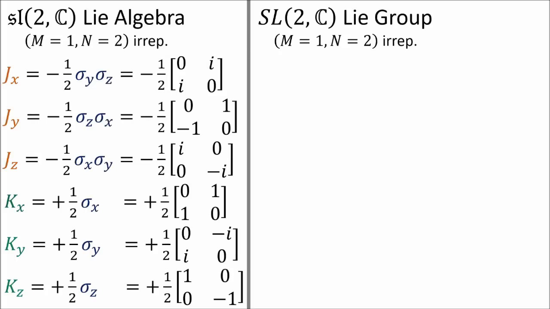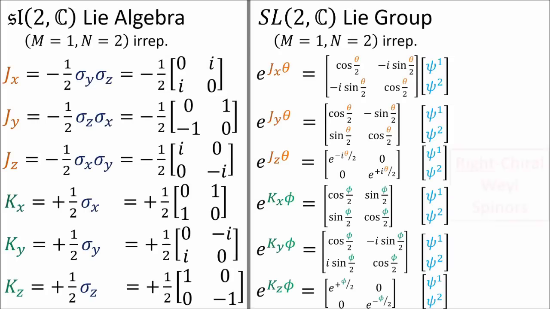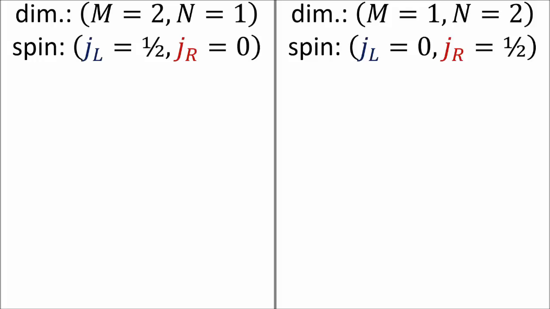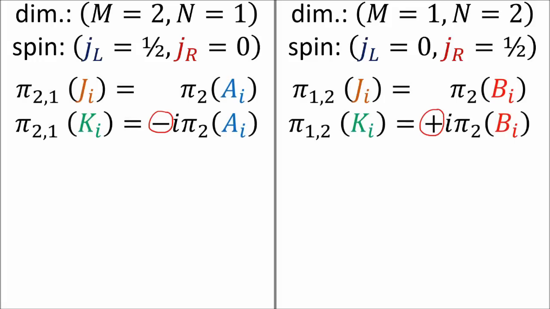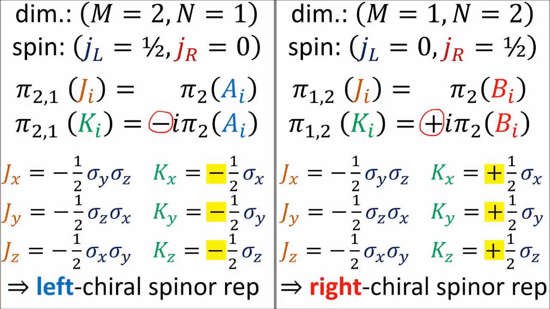The generators and their Lorentz transformations look like this. These transform right chiral Weyl spinors. So we have two different spinor representations of the Lorentz group. The rotation generators are the same in both cases, but the boost generators have opposite signs. We call these the left chiral and right chiral spinor representations.